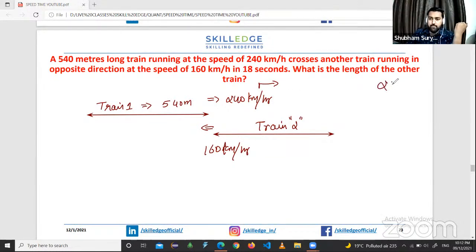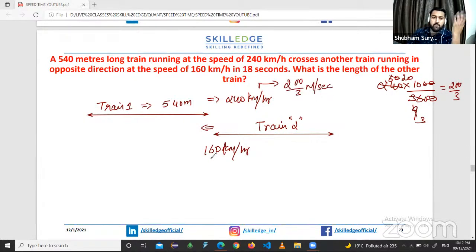Okay, so 240 kilometers means 1000 meters per hour, so 3600. Zeros go, 4 9s are 36, 4 60s are, 3 3s are 9, 3 20s are 60, so it has to be 200 upon 3. So this is nothing but 200 upon 3 meters per second, guys. Similarly, if I talk about 160, so 160 into 1000 meters by 3600 seconds, zeros go. So this is 4 9s are 36, 4 into 40. That's it. It has to be 400 upon 9 meters per second.